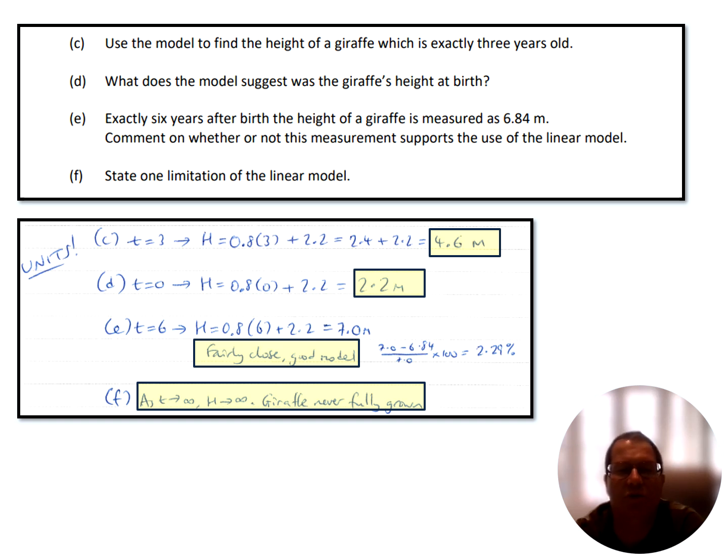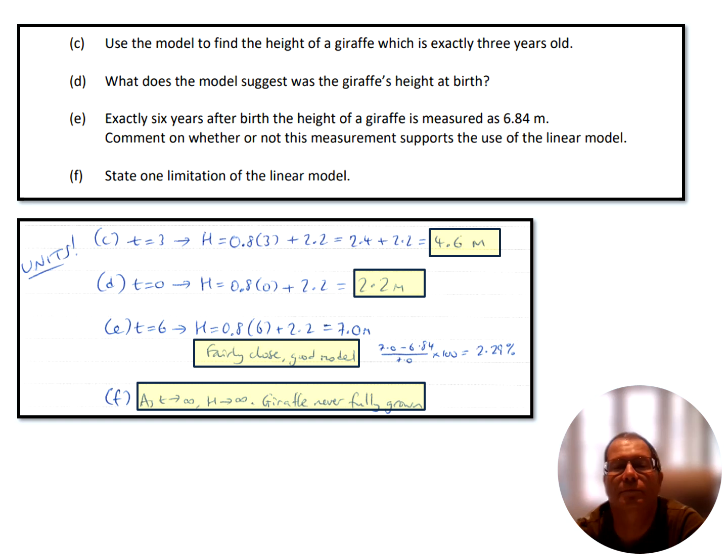So in part C, we need to use the model to find the height when it's exactly 3 years old, which means that t is 3. So we can simply substitute t equals 3 into our equation, giving us an answer of 4.6 meters. And don't forget the units. In part D, what does it suggest it was at birth? Well, that's when t is 0. So again, we just substitute 0 into there. Obviously 0 times 0.8 is 0, so it's just the c value, the 2.2 meters, which is our answer.